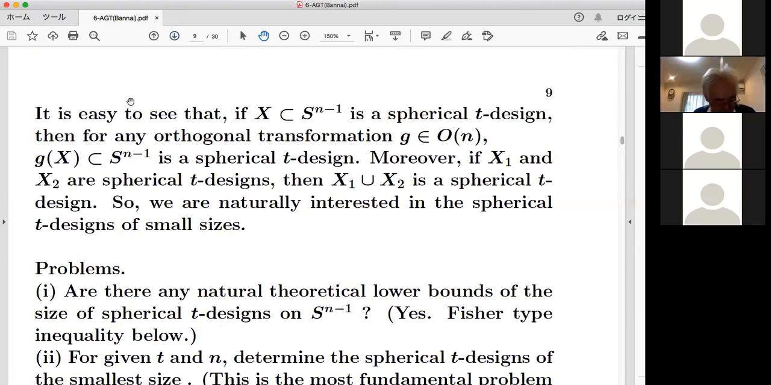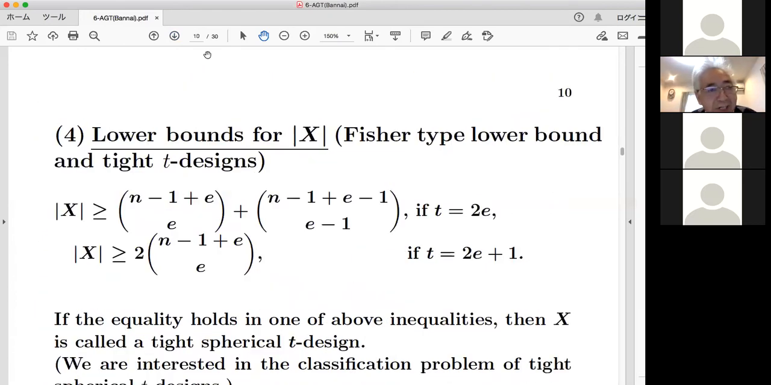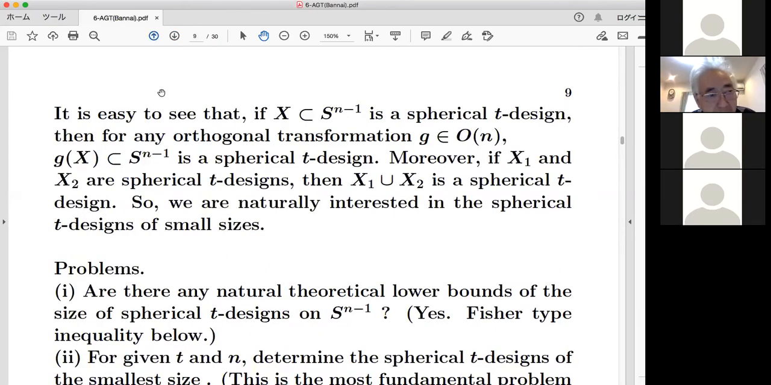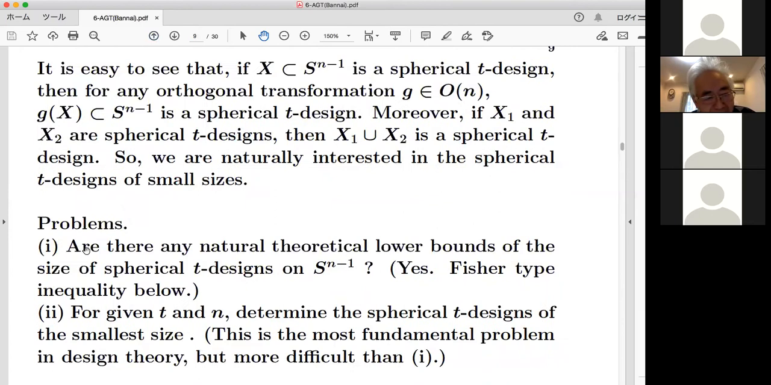Okay, it is easy to see that if X is a spherical t-design, then for any orthogonal transformation g, if we transform X by g, then it's again a spherical t-design. Moreover, if X1 and X2 are spherical t-designs, then their union is a spherical t-design. So we are naturally interested in spherical t-designs of small sizes. And our problem is, are there any natural theoretical lower bounds of the size of spherical t-designs?